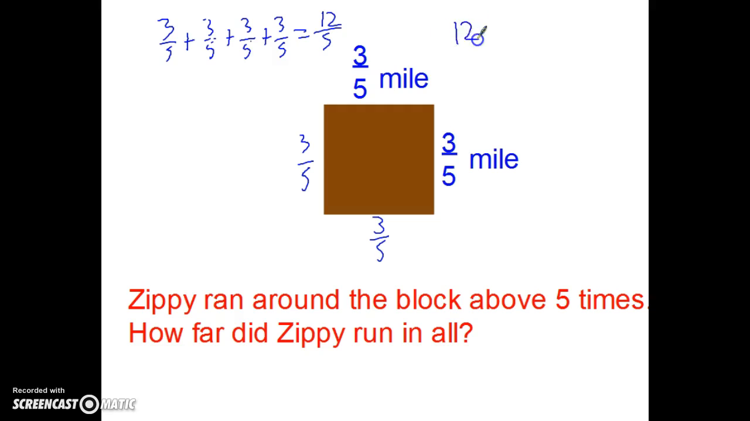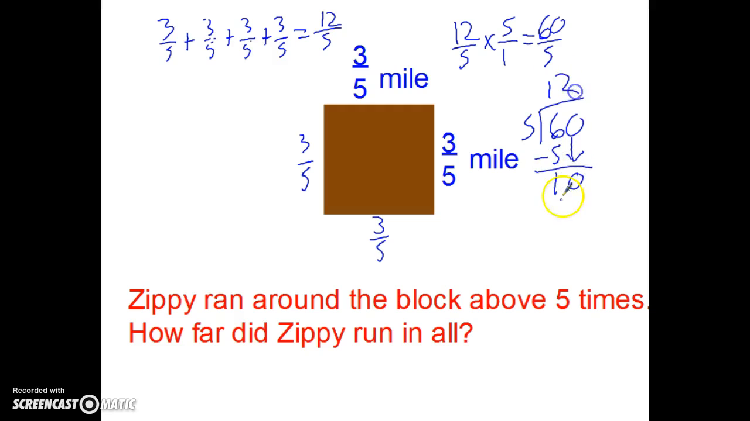So I'm going to take the 12/5 times 5, which means I got to put a 1 under there. 12 times 5 is 60. 5 times 1 is 5. And I'm just going to divide it out. How many 5s in 60 goes one time? Subtract, I get 1. Bring down my 0. How many 5s in 10? There's 2. No remainder, so it's exactly 12 miles.